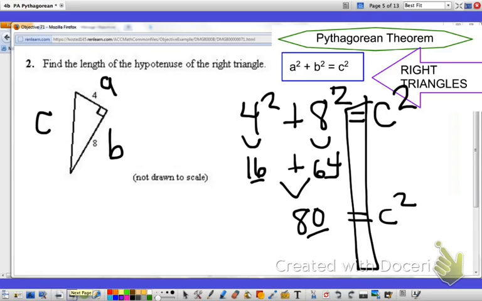We don't want C squared, we want C. So we need to square root C squared to get C. Whatever you do to one side, you must do to the other. And the square root of 80 rounded to the nearest tenth is 8.9. 8 9/10.